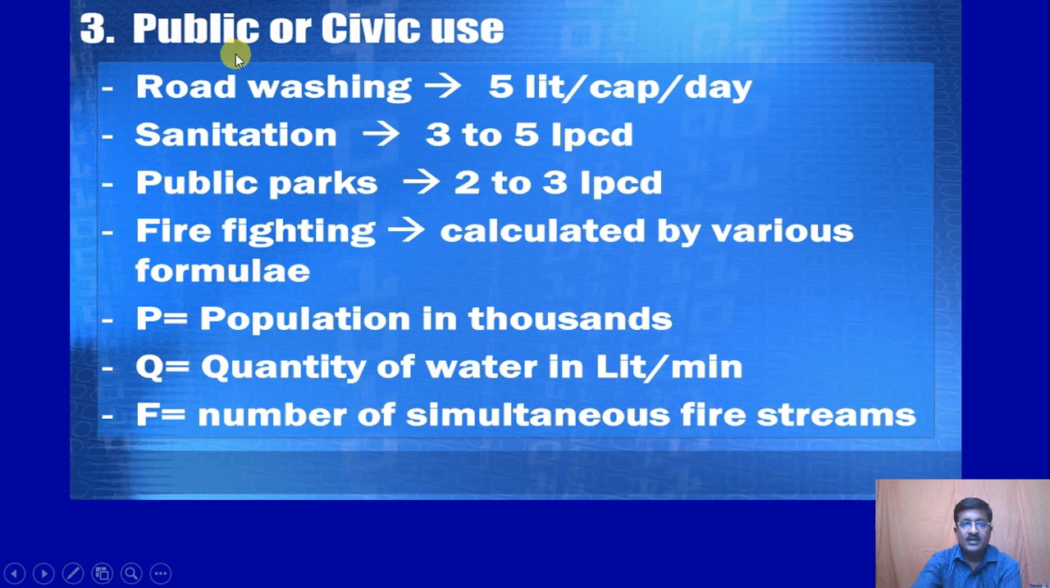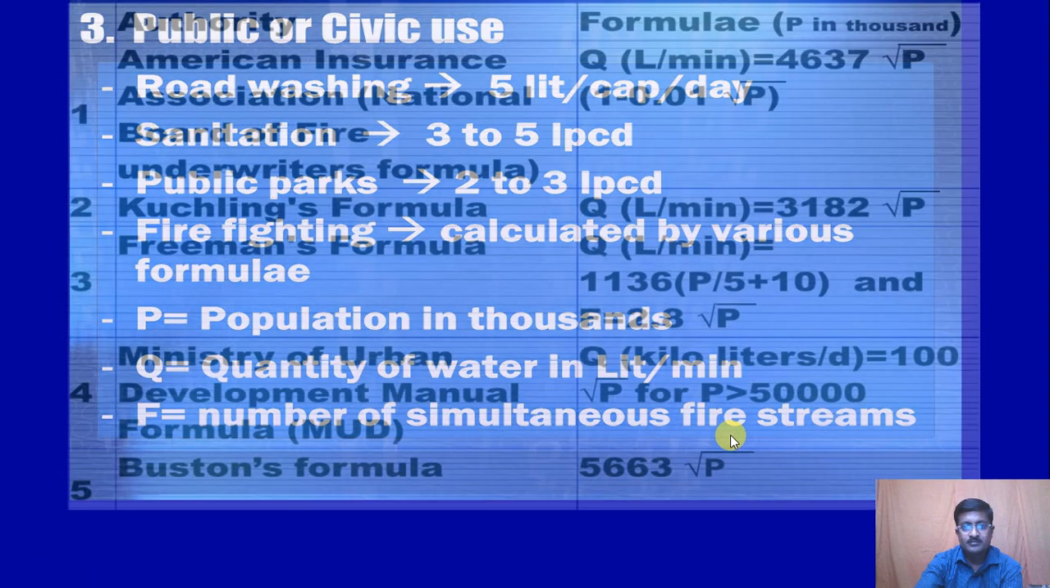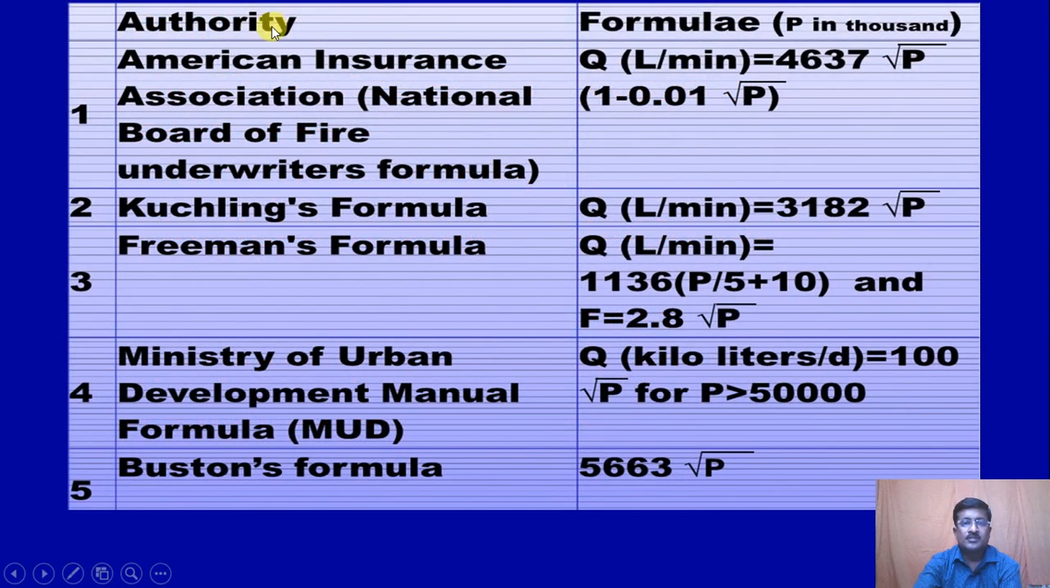Then for public or civic use: road washing is 5 liters per capita per day, sanitation 3 to 5 LPCD, and public parks 2 to 3 LPCD. Firefighting demand is calculated by various formulas, where P is the population in thousands, Q is the quantity of water in liters per minute, and F is the number of simultaneous fire streams. That depends upon the various authorities.